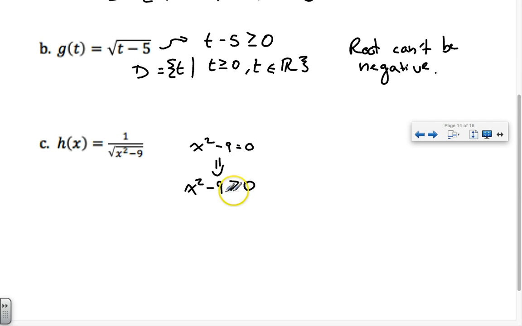Like in this one where we were able to have it be greater than or equal to, here it's not allowed to equal 0 since that would make the function undefined as well. So we're going to solve this here. So this is x squared minus 9 is greater than 0.